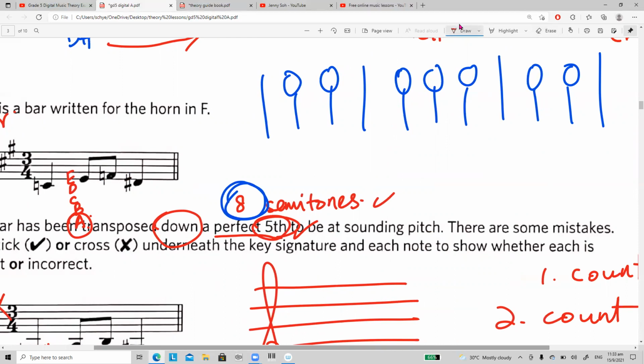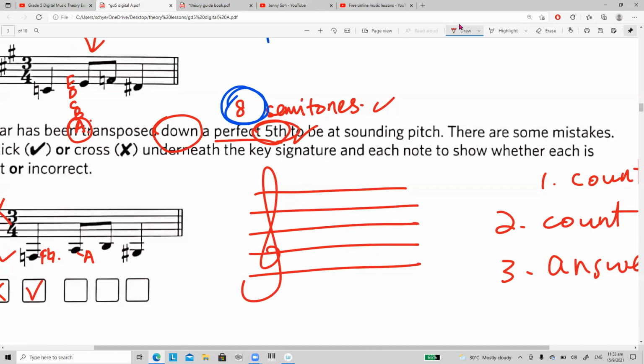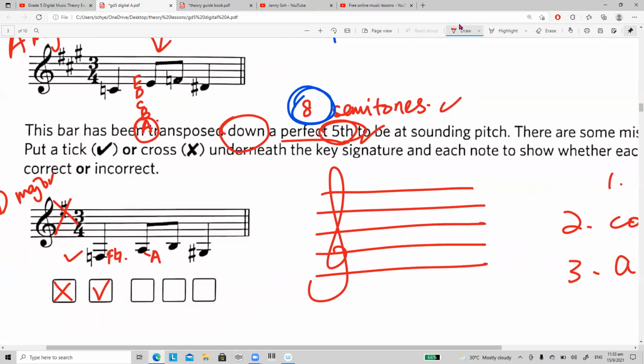So the original note is E. 1, 2. Okay, the original is E. 1, 2, 3, 4, 5, 6, 7, 8. Okay, it's landing on A again. So it's on the white key, which means that A is not supposed to have any sharp or flat. So this is correct. Okay, A natural.